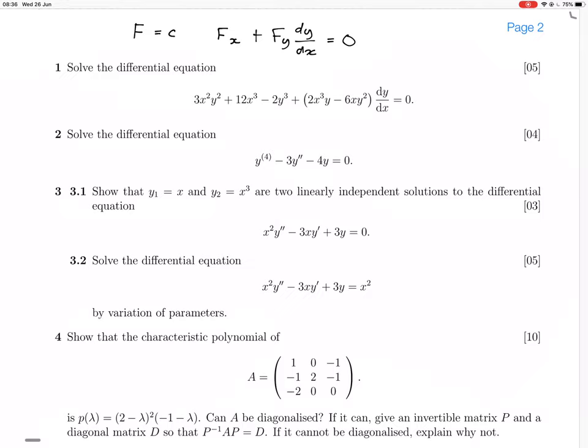Okay. If that's the case, they should integrate to the same thing. So the integral in terms of x of this first bit is going to be what? It's going to be x cubed y squared plus 3x to the 4 minus 2xy cubed. That's perfect.